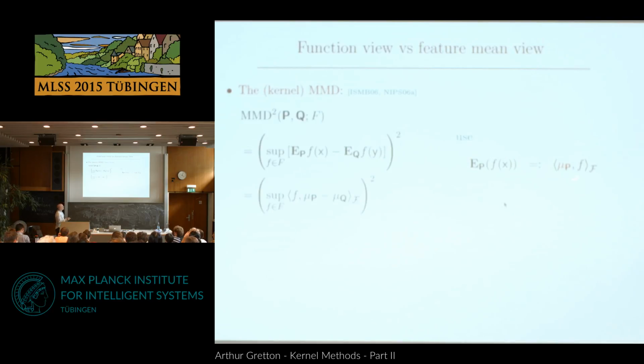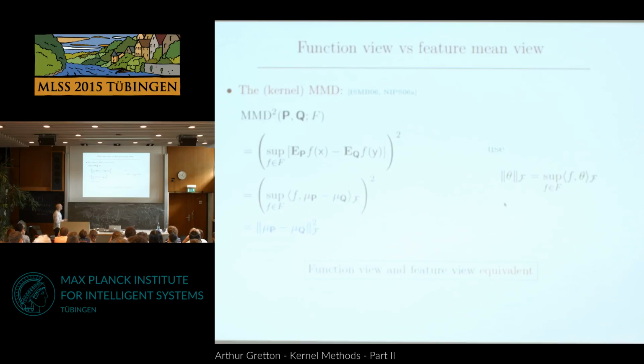So let's substitute that in. Every time I see EP of F, I substitute in the dot product between F and the expected features under P. So EP of F is the dot product of F and the expected features under P, and EQ of F is the dot product of F and the expected features under Q. Okay, so that was easy.